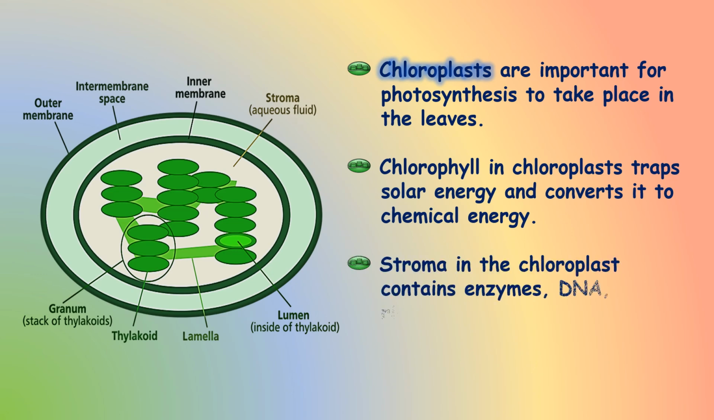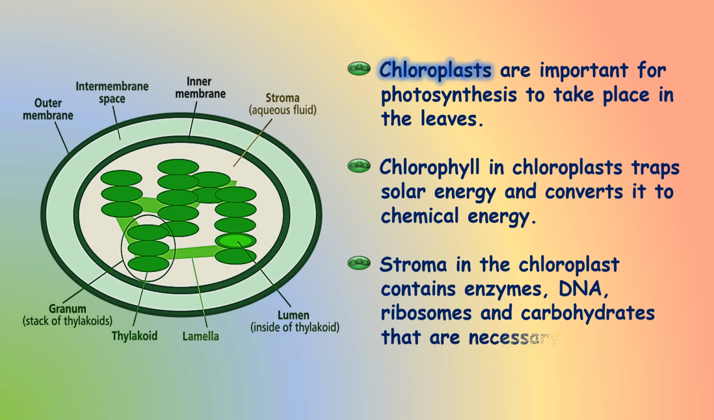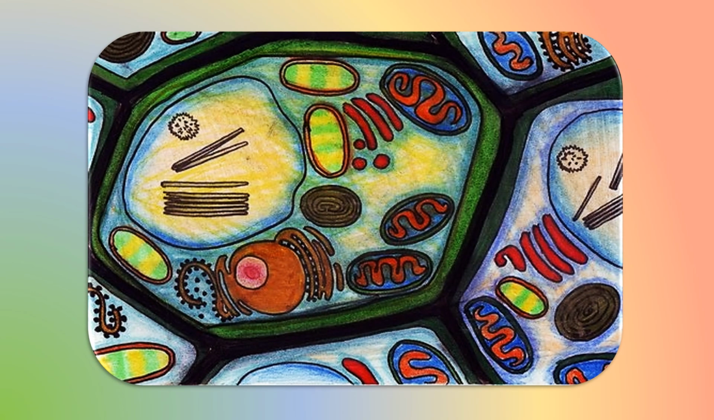Stroma in the chloroplast. Now, you can see this aqueous fluid in the chloroplast. Okay, that is called stroma. It contains enzymes. Now, enzymes are substances, in small amounts, which help functions in the cell take place faster. So, this stroma contains enzymes, DNA, ribosomes, and carbohydrates that are all necessary for photosynthesis. That's why the chloroplasts are green in color. These are the different cell organelles in a plant cell.